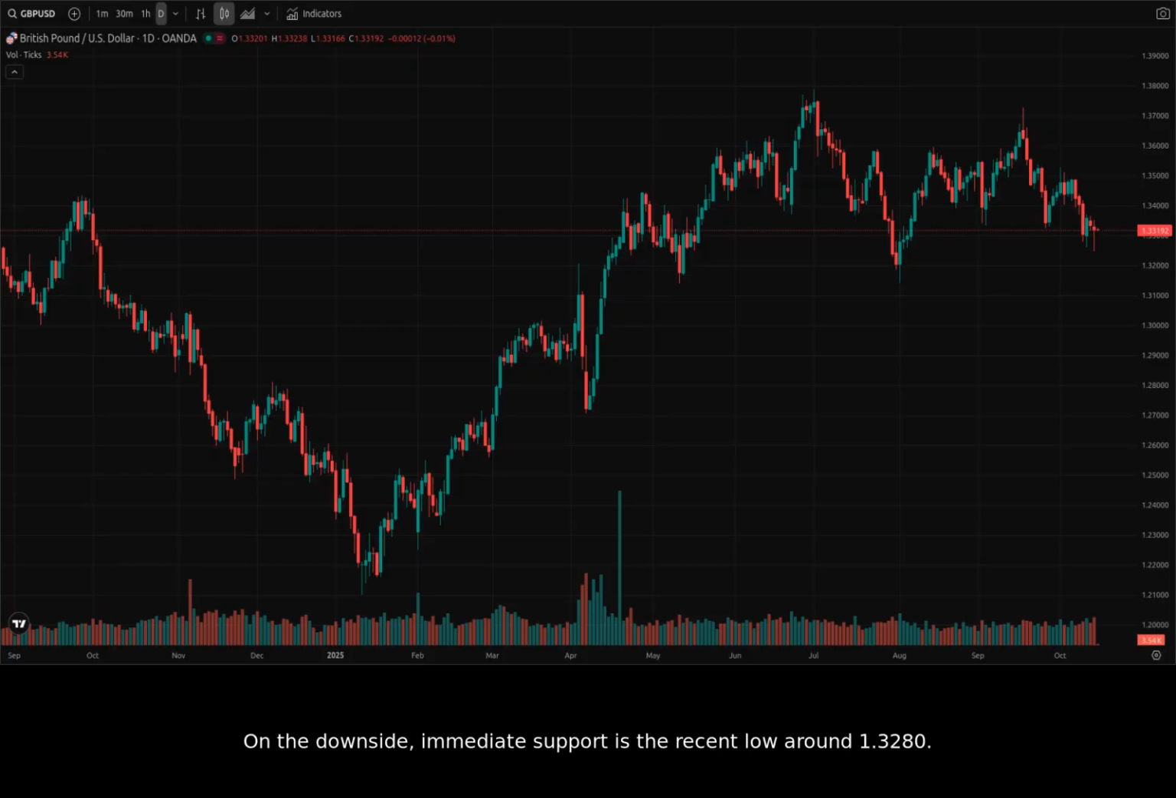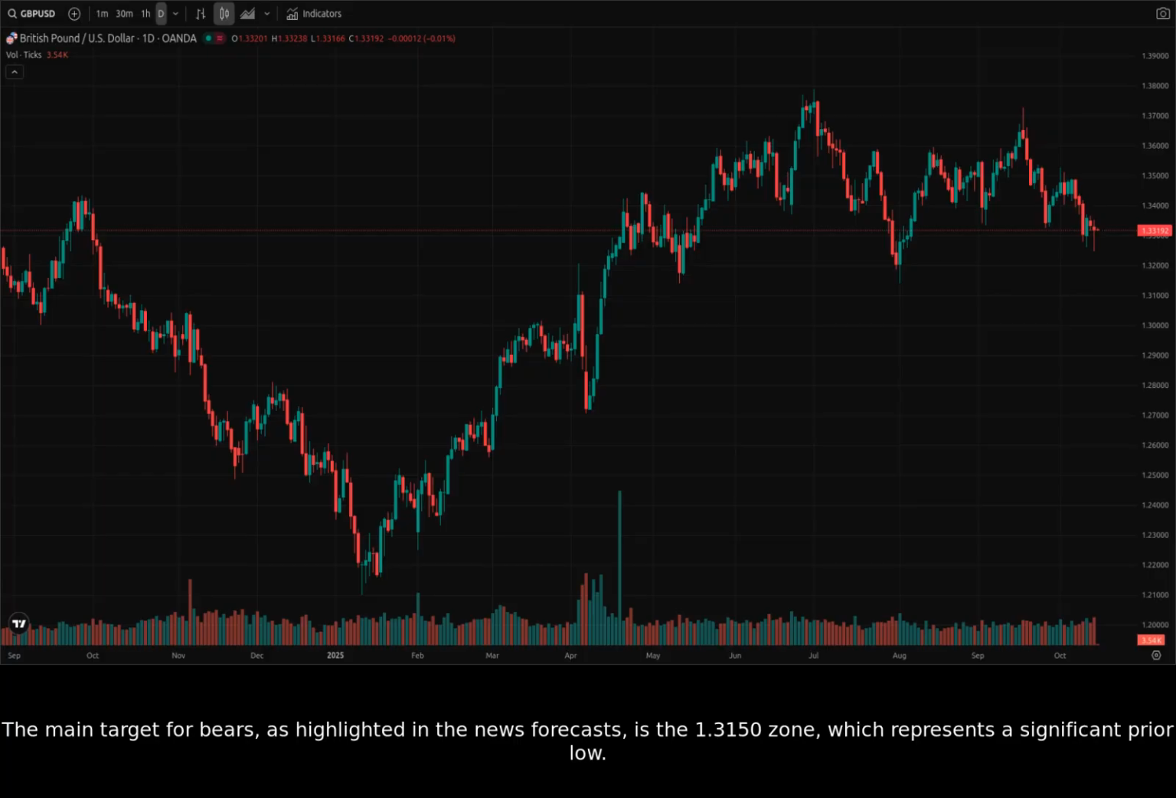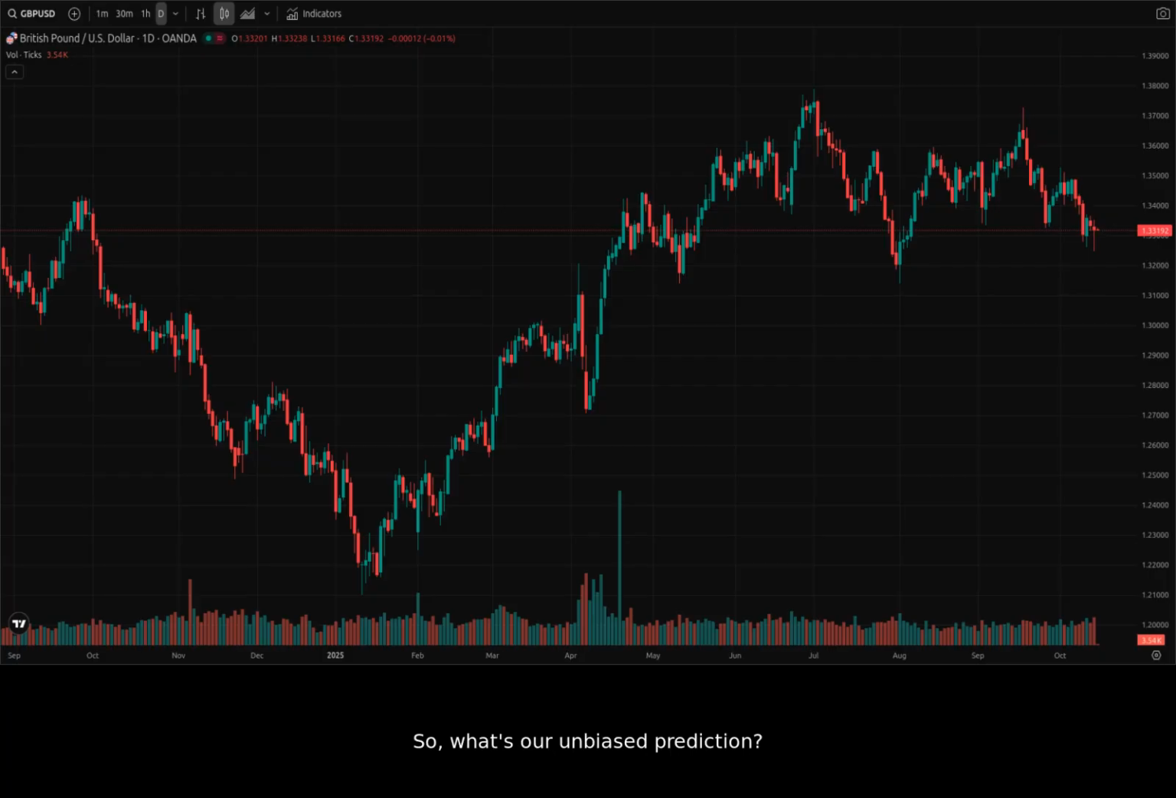On the downside, immediate support is the recent low around 1.3280. The main target for bears, as highlighted in the news forecasts, is the 1.3150 zone, which represents a significant prior low. So, what's our unbiased prediction?